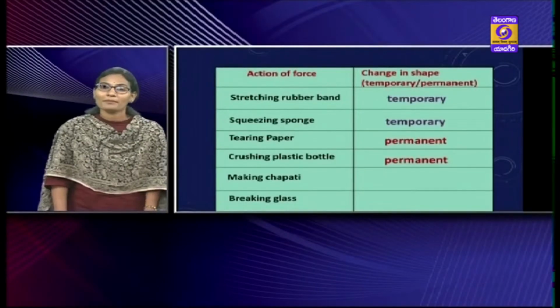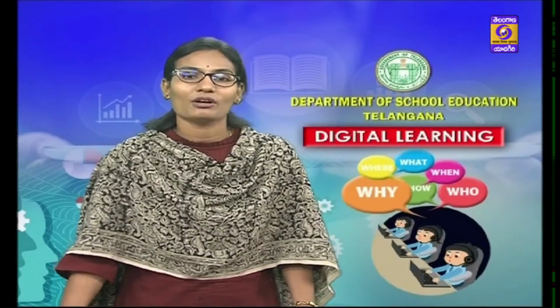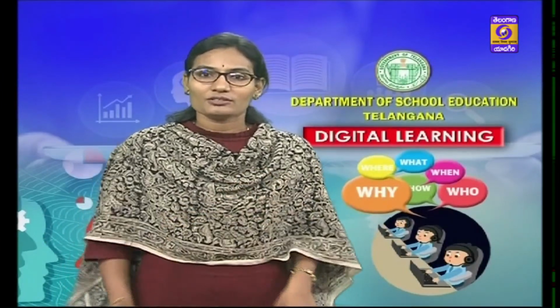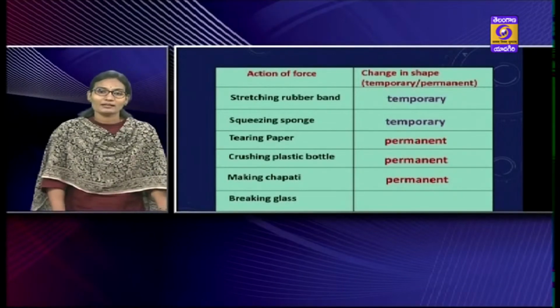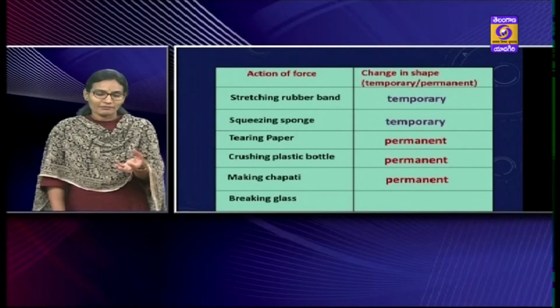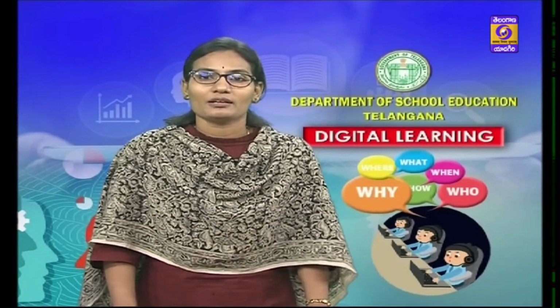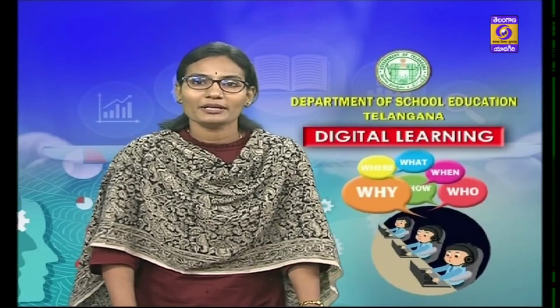And children, making chapati. In our home, we make chapatis daily. So after making chapati, we cannot change it into the previous state like dough. We cannot change it into the dough. So this change is also a permanent change. And breaking glass, once the glass breaks, we cannot stick all the pieces together, we cannot make a new glass. So this change is also a permanent change.